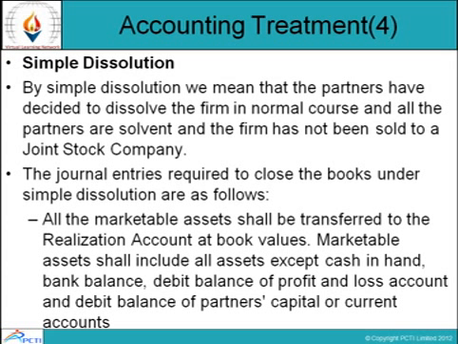Now, accounting treatment 4, simple dissolution. By simple dissolution, we mean that the partners have decided to dissolve the firm in the normal course, all the partners are solvent, and the firm has not been sold to a joint stock company. The journal entries required to close the books under simple dissolution are as follows.